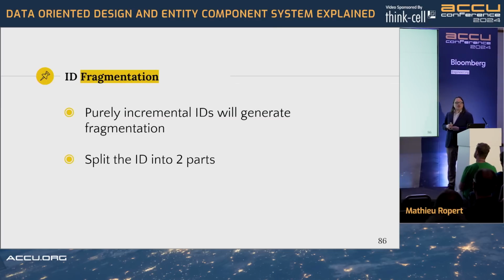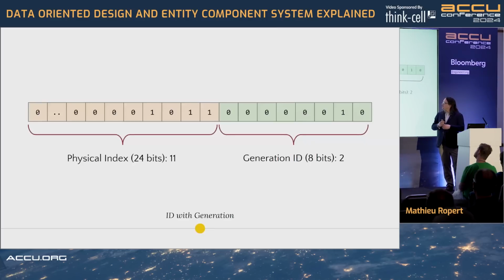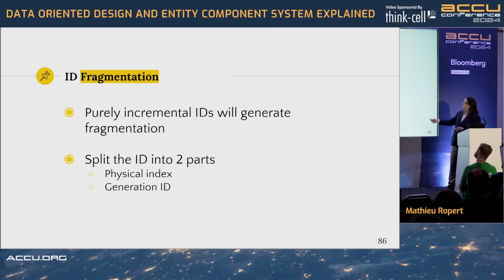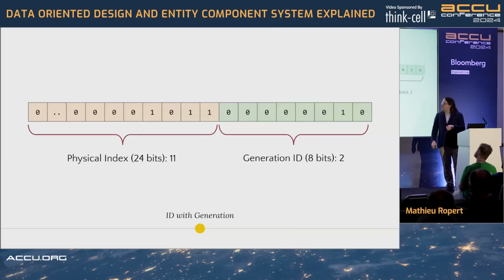I don't know if you're familiar with the concept of generation IDs. What you do is split your ID into two parts. Your ID is not just a physical index anymore, it's a physical index and a generation ID. For example, say I have a 32-bit ID. The 8 lower bits are the generation ID, and the 24 higher bits are the actual physical index. It means I can reuse each entry, in this case 255 times, before I start getting into trouble, which is usually good enough.